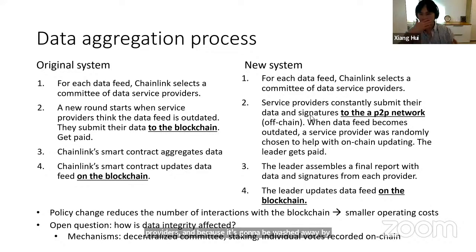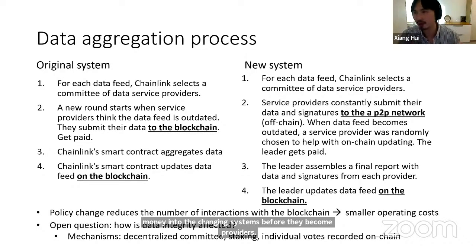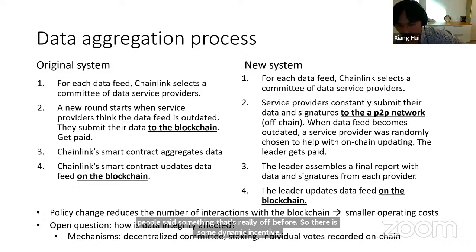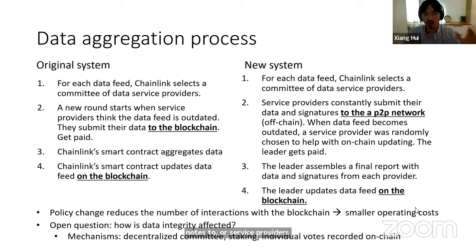Another thing is staking, right? So staking means that all of these service providers have to deposit some money into the Chainlink system before they become providers. And if Chainlink finds that their reports are way off, then their staking will get slashed. So they will not get their staked money back, right? So that's another sort of static incentive for them to be honest. And lastly, remember in step 3, I said that all of these individual votes will be recorded on the blockchain, right? So that means that future employers could theoretically go back and see that, hey, some people said something that's really off before. So there is some dynamic incentive there, right? Some reputational concerns for individual nodes or service providers to behave well. So it's sort of not that clear how data integrity is going to be affected.